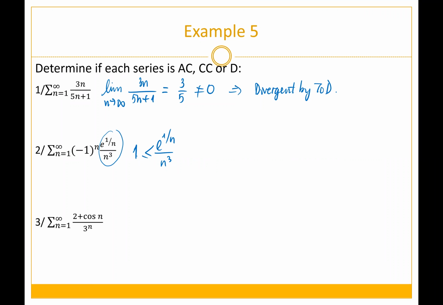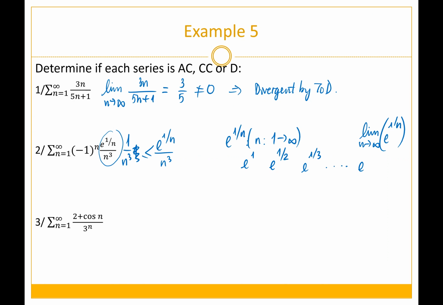So this one is not just 1, it's 1 over n cubed. This is because you have e to the 1 over n, with n going from 1 to infinity. So it's e to the 1, e to the 1/2, which is the square root of e, then e to the 1/3, and so on. As n approaches infinity, e to the 1 over n is e to the 1 over infinity, which is e to the 0, which is just 1.